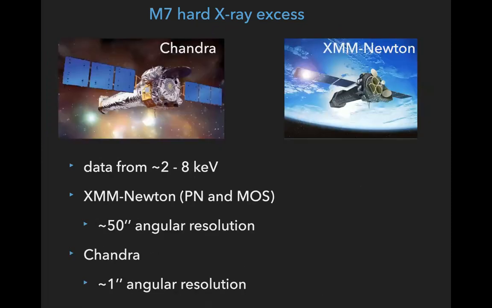So we used archival data from the Chandra telescope and the XMM-Newton telescope. We used data from 2 to 8 keV. Again, that data in some cases had been sitting there for decades, but as far as we are aware, it had never been looked at. Only the part below 1 keV had been looked at previously. There are a lot of details here which aren't super important, but a few that are. XMM-Newton has 2 cameras on board which are independent. One is called PN, the other is called MOS. And Chandra, relative to XMM-Newton, has much better angular resolution.